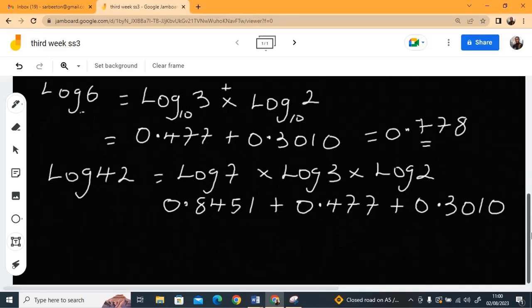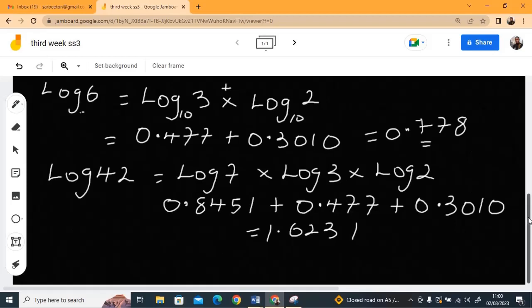When you add them up together, you have 0.8451 plus 0.477 plus 0.3010. You can use a calculator. Your answer is 1.6231. So that is that for this one.